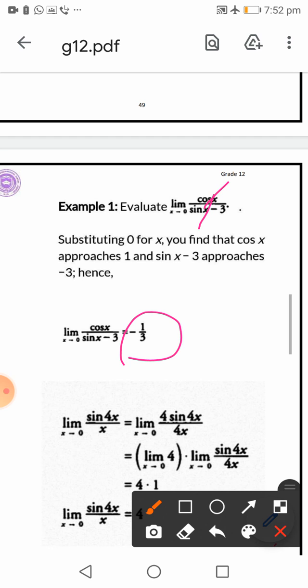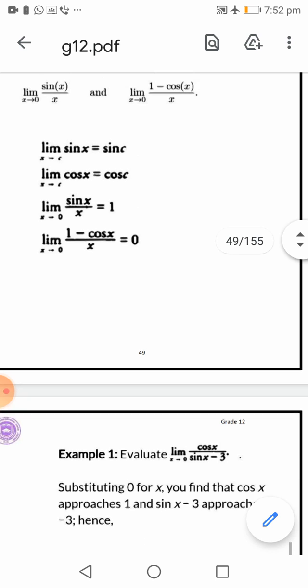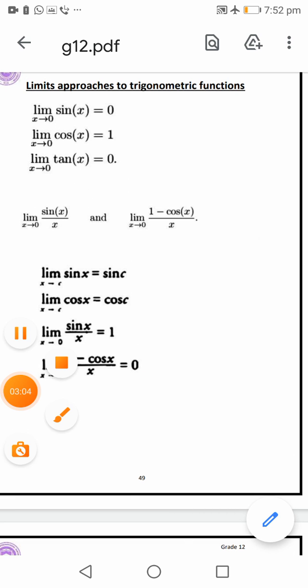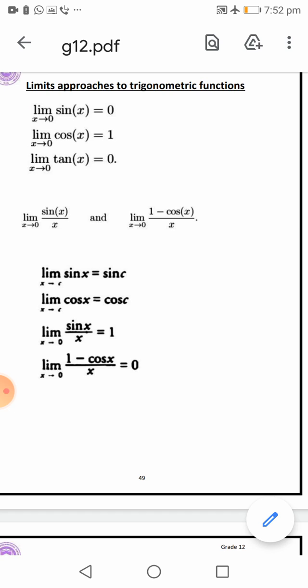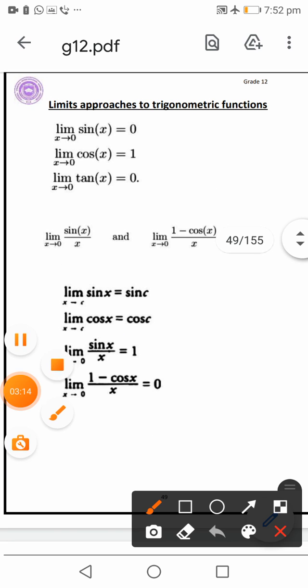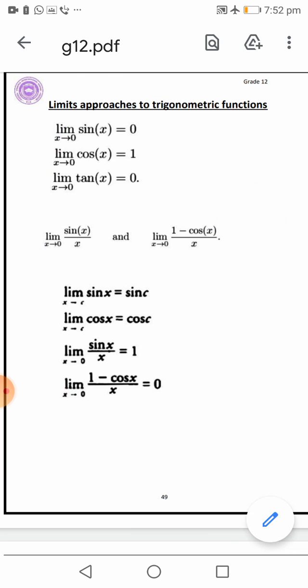Okay. So I don't need to make any operation or use any rules here, because when you make a direct substitution, you find the answer is a constant number. So we use these rules when you make a direct substitution in the limit and you find 0 over 0, then you go to these rules. Okay, what else?